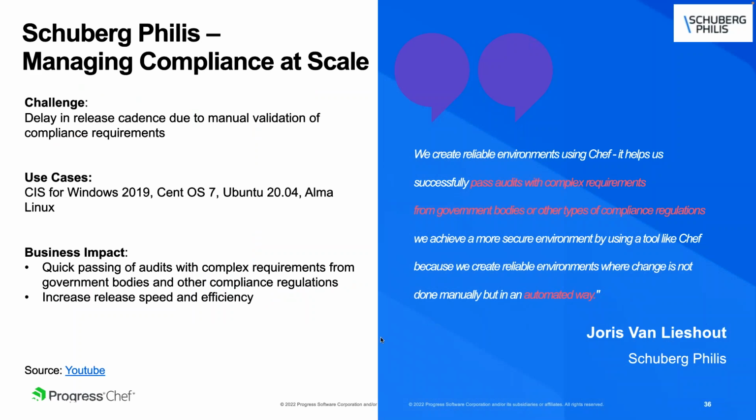The next use case is of Schuberg Philis. This is an interesting, innovative business technology company. They focus on the mission critical applications that their customers and society rely on 24/7. Schuberg Philis uses Chef to automate the mission critical landscape of their customers. It's also an important part of their audit policy. Chef helps Schuberg Philis successfully pass these audits with complex requirements from government bodies and other compliance regulations, and therefore enables their customers to release their products to market faster.